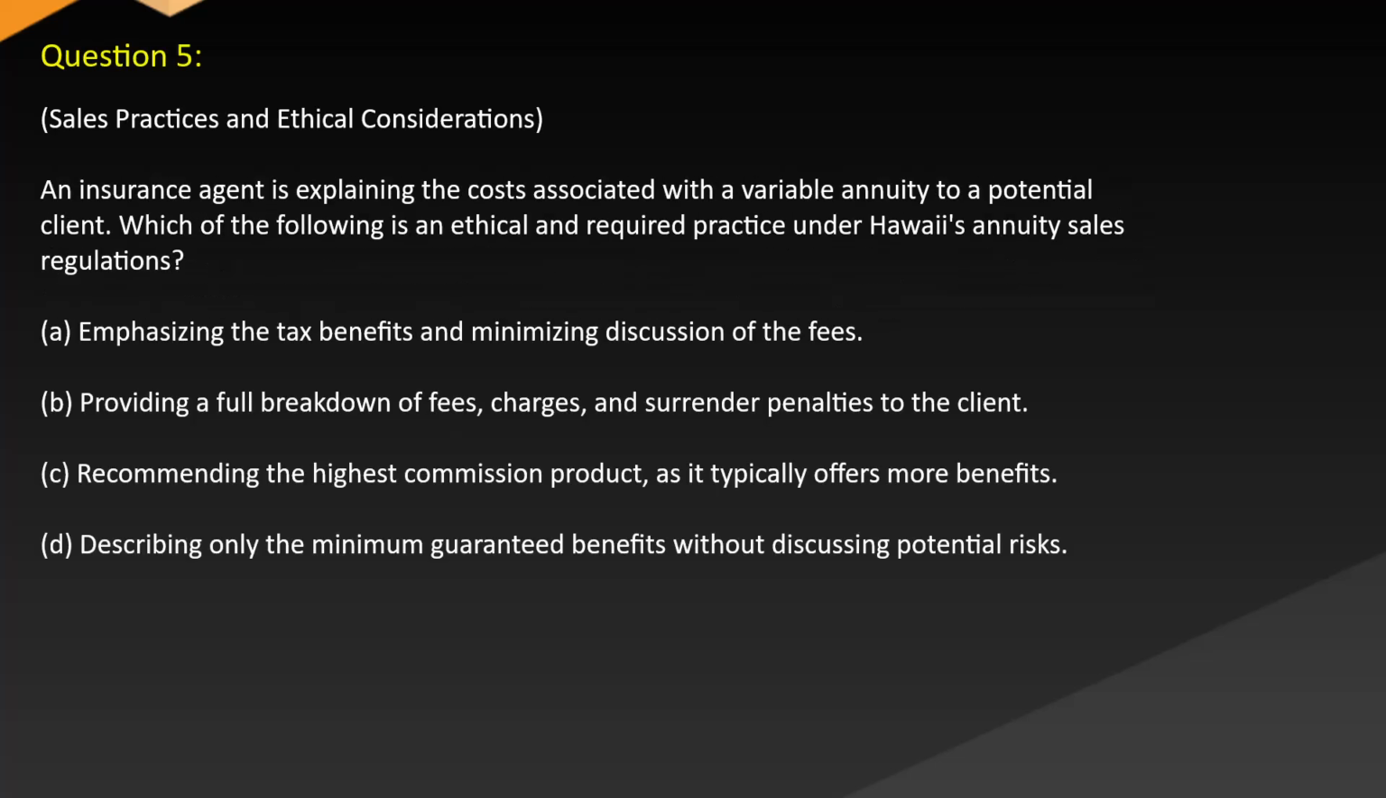Question 5. Sales practices and ethical considerations. An insurance agent is explaining the costs associated with a variable annuity to a potential client. Which of the following is an ethical and required practice under Hawaii's annuity sales regulations? A. Emphasizing the tax benefits and minimizing discussion of the fees. B. Providing a full breakdown of fees, charges, and surrender penalties to the client. C. Recommending the highest commission product as it typically offers more benefits. D. Describing only the minimum guaranteed benefits without discussing potential risks.